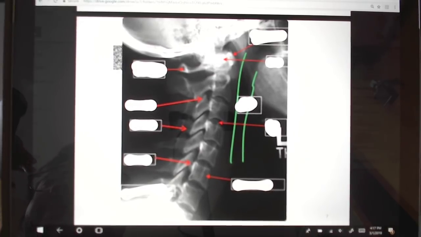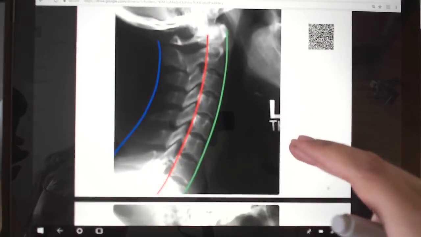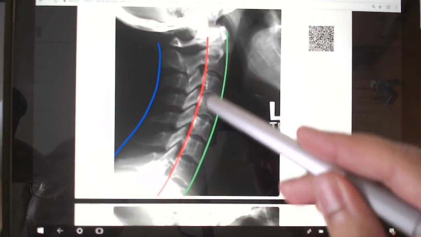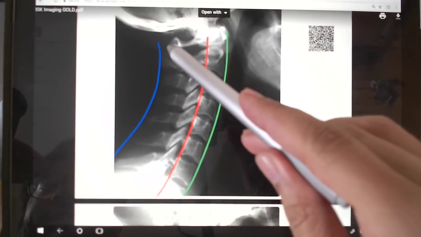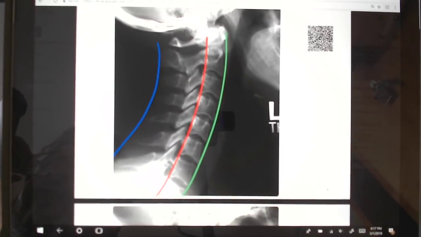We'll get to a couple of them, but basically what you're looking for is straight lines. You're looking for these contrast lines right here. If they're straight, then you're good. If they're crooked and whatnot, then you might have a problem.